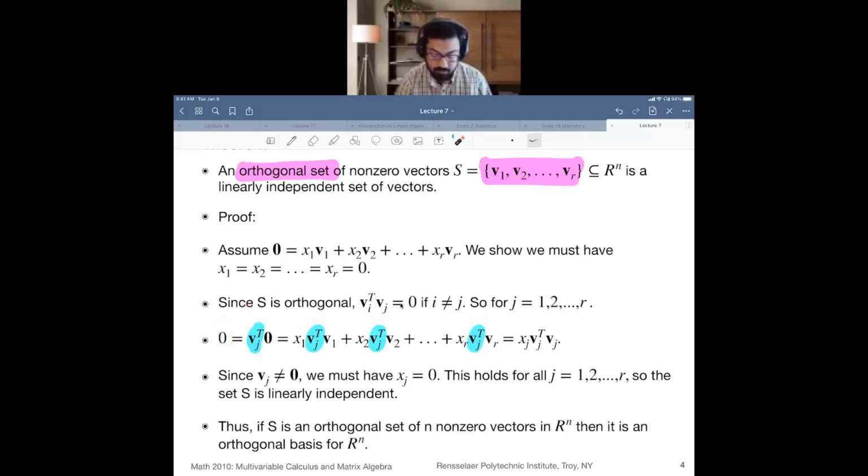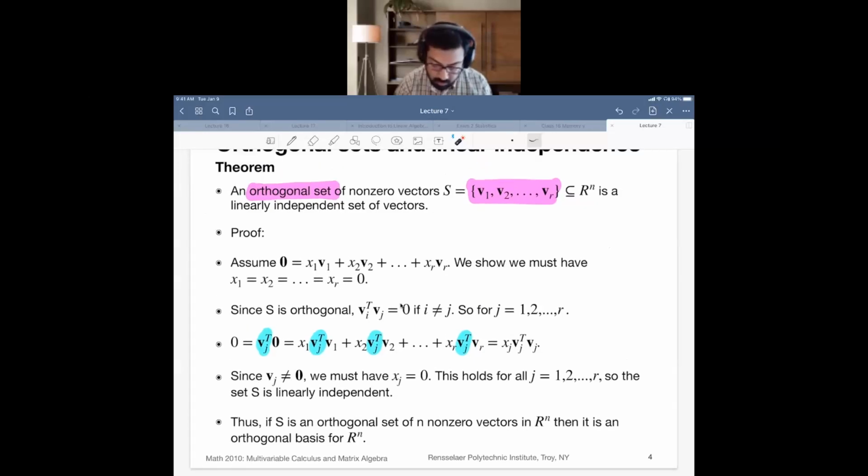So that's okay. But what happens to the right-hand side here? I know that v sub j transpose dot product with v1 is going to give me a 0 because of the condition of orthogonality. So this one will go to 0, this one will go to 0, this one will go to 0. The only one that will be non-zero is when you have v sub j transpose with v sub j, right? So the only thing that will be left over is that guy over there, and the coefficient of that will be x sub j, right?